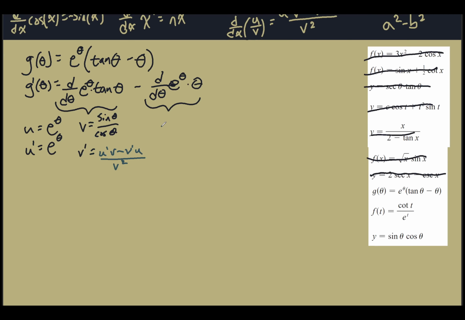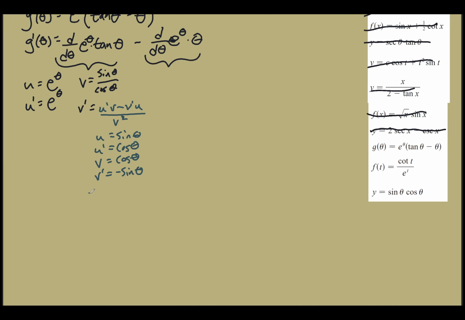Okay, so what is that? Well, we know that u for this is sine theta. U prime, what's the derivative of sine? It's cosine theta. V is cosine theta. And v prime is negative sine theta. So to find v prime, we'll do u prime v, which is cosine cosine.